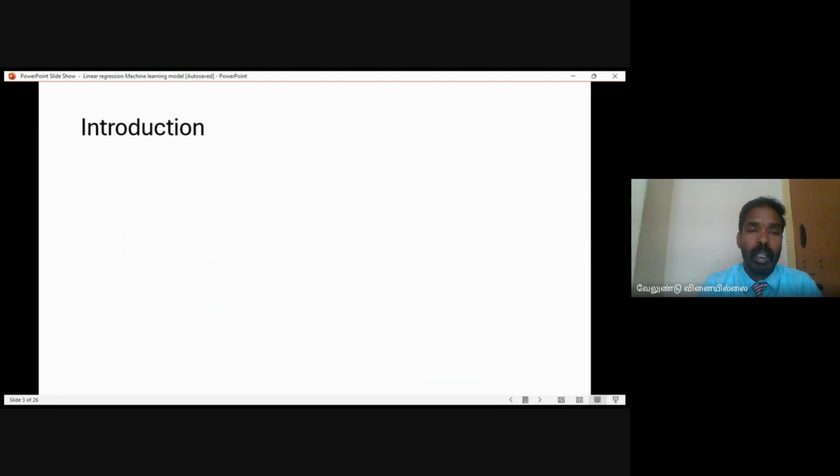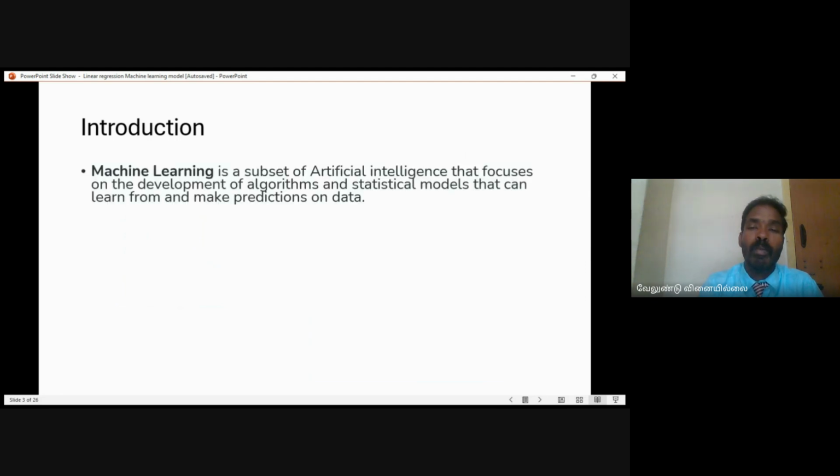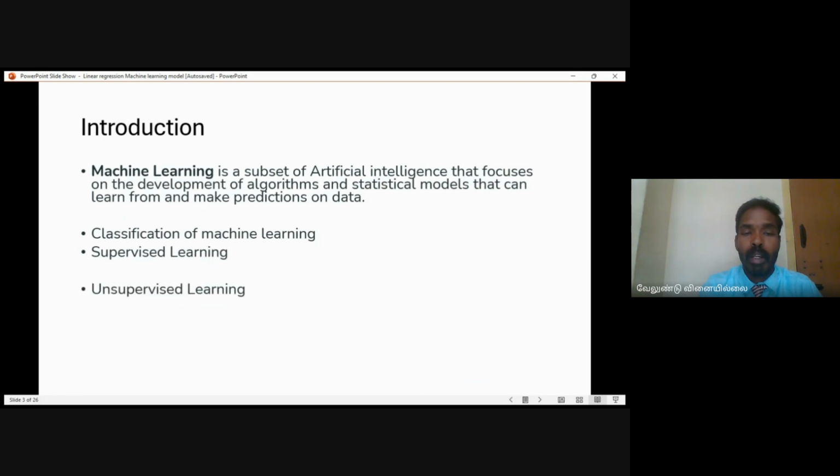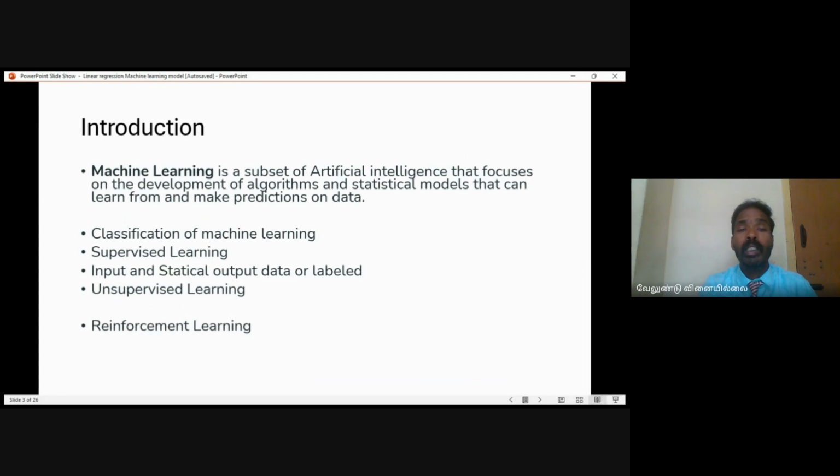The introduction about machine learning is that machine learning is a subset of artificial intelligence that focuses on algorithm development and statistical modeling. That is the major role of machine learning: developing algorithms as well as statistical models. Classification of machine learning is of three types: supervised, unsupervised, and finally reinforcement. Supervised learning learns based on input and statistical data or labeled data only. The labeled data gives some supervision to the input, so it is easier to predict. But in unsupervised learning, input data and unlabeled data are used to predict the future one.